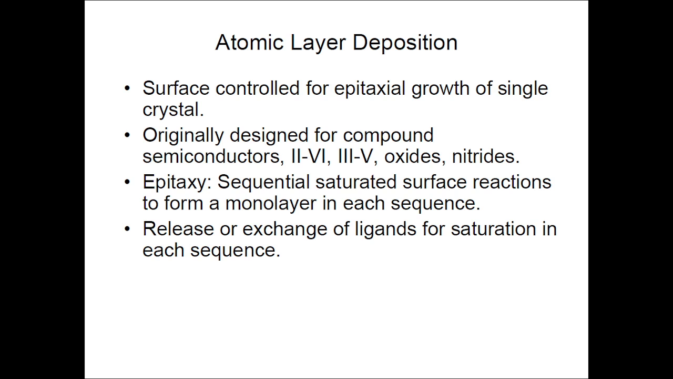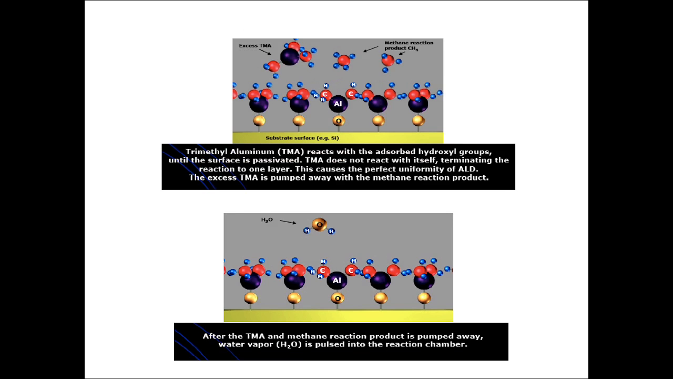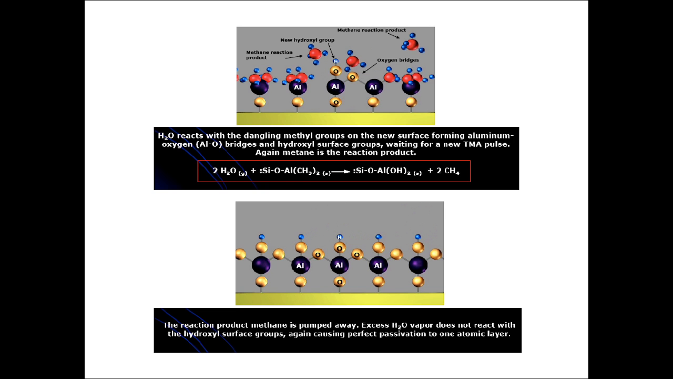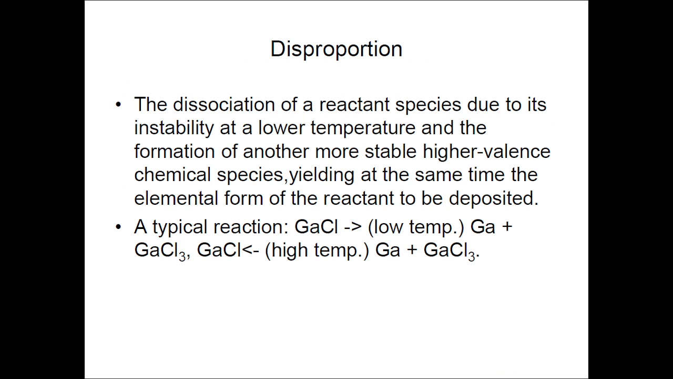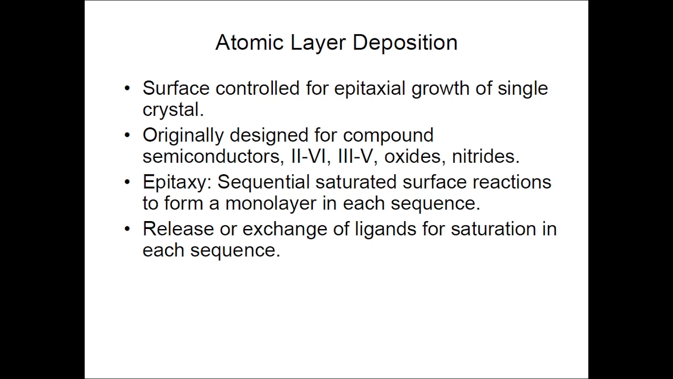And the other one is called ALD, atomic layer deposition, where the surface is controlled for the epitaxial growth of a single crystal. It was originally designed for compound semiconductors. It uses sequential saturated surface reactions to form a monolayer in each sequence, which releases the exchange of ligands for saturation in each sequence. So we will detail this ALD once again, and we also need to talk about molecular beam epitaxy. That will also be covered in the next session.